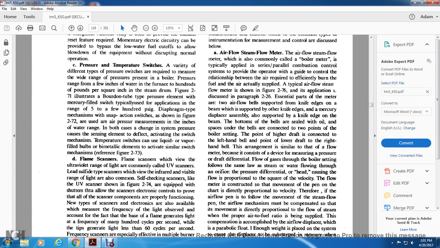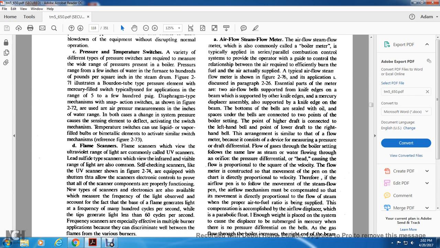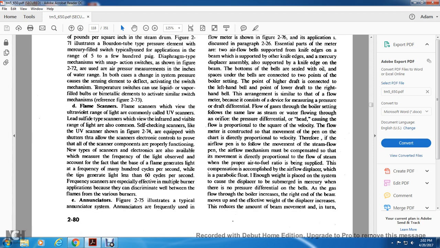The flow of gas through the boiler setting follows the same law as steam or water flowing through an orifice: the pressure differential, or head, causing the flow is proportional to the square of the velocity. The movement of the pen on the chart is directly proportional to velocity. Therefore, the airflow mechanism is compensated so that the movement is directly proportional to the flow of steam.